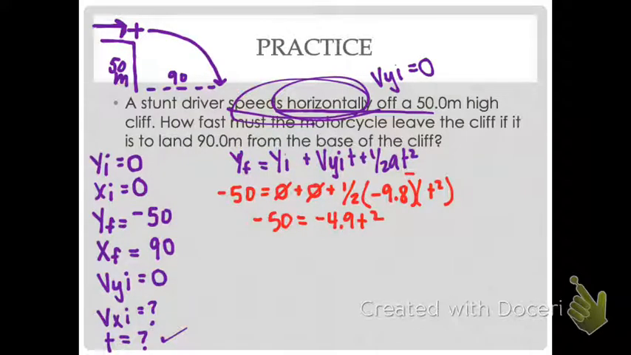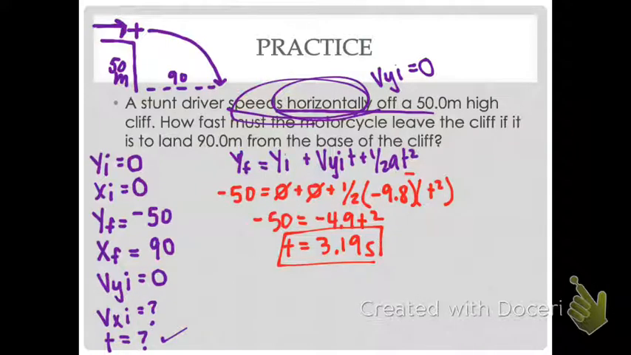All right. 50 divided by 4.9. So I get square root of the answer. 3.19? Yeah. 3.19 seconds. Okay, so is that our answer? Do we stop there? Right, we didn't even answer the problem yet. Right, we haven't even done what they asked us to do yet.